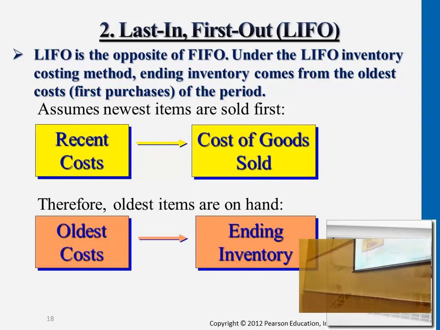This is exactly the opposite of FIFO. So last in, first out: the latest purchase cost is assigned to cost of goods sold. The oldest cost stays in the warehouse and is assigned to ending inventory.